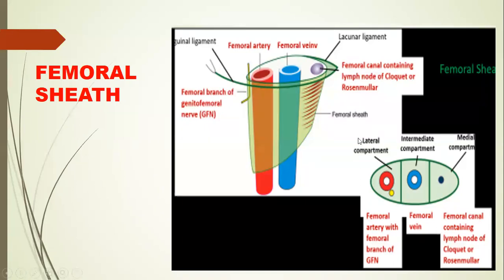This is the area for the septa showing here. These are the septa that divide the femoral sheath into three compartments. The lateral compartment is occupied by the femoral artery, the intermediate compartment is occupied by the femoral vein, and the medial compartment is called the femoral canal. The femoral canal possesses one lymph node, and this lymph node is called the lymph node of Cloquet or lymph node of Rosenmuller. This is the position.